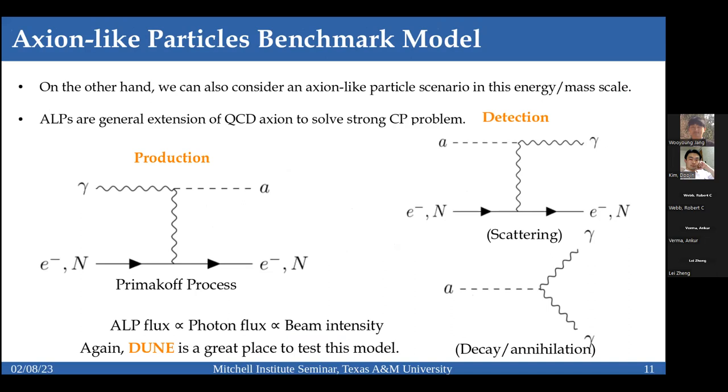And also there's another benchmark model I'm interested in: the ALP. The ALP is produced through the Primakoff process, which couples the photon and axion with the detector material, here the production target material. As with the light dark matter I showed before, the ALP also couples to the photon. In order to have enough ALP flux, we need a high intensity photon flux. And again, a DUNE-like experiment is a great place to test this kind of model.